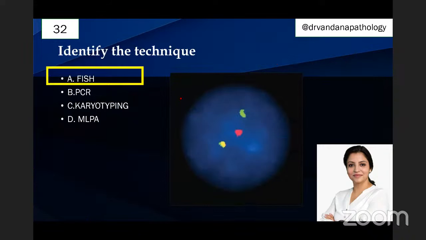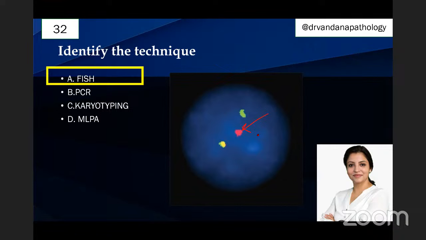Go ahead and identify this technique. What is the technique shown here? Everybody knows this technique is called FISH, fluorescent in situ hybridization. Normally in FISH, we use two colors, so you can identify two colors. Normally you should have two signals. Here, probably there is deletion of one signal. We don't know what the gene is, so we cannot interpret it yet. But whatever it is, there is deletion of one gene here.